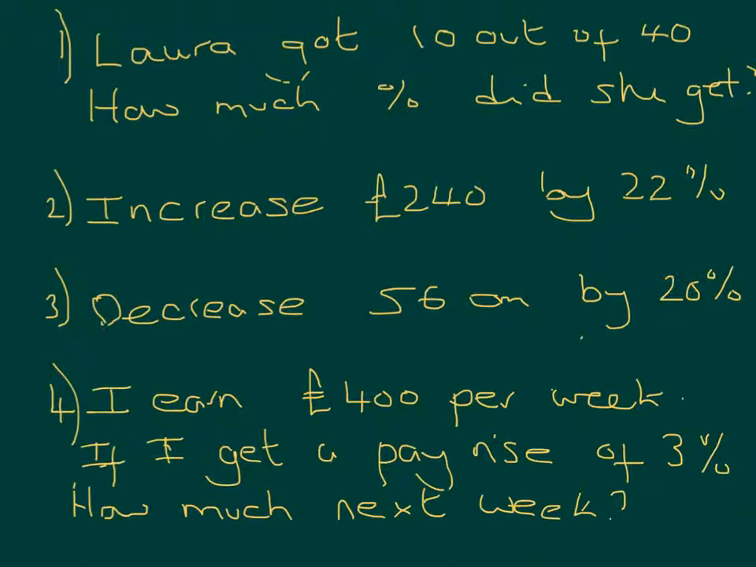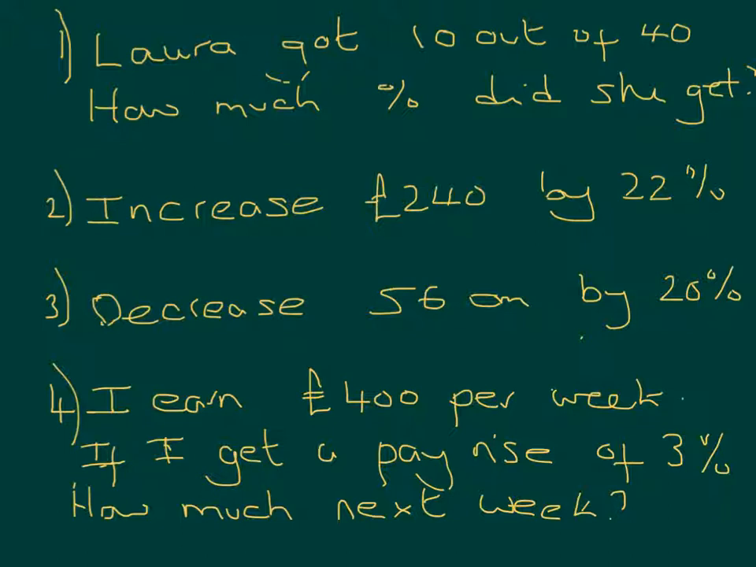Okay, here's 4 questions for you to have a go at. Number 1, Laura got 10 out of 40. Correct, how much percentage did she get? Number 2, increase £240 by 22%. Number 3, decrease 56 centimetres by 20%. Number 4, I earn £400 per week. If I get a pay rise of 3%, how much will I get next week? Press pause, calculate them, and then I will write the answers on for you.